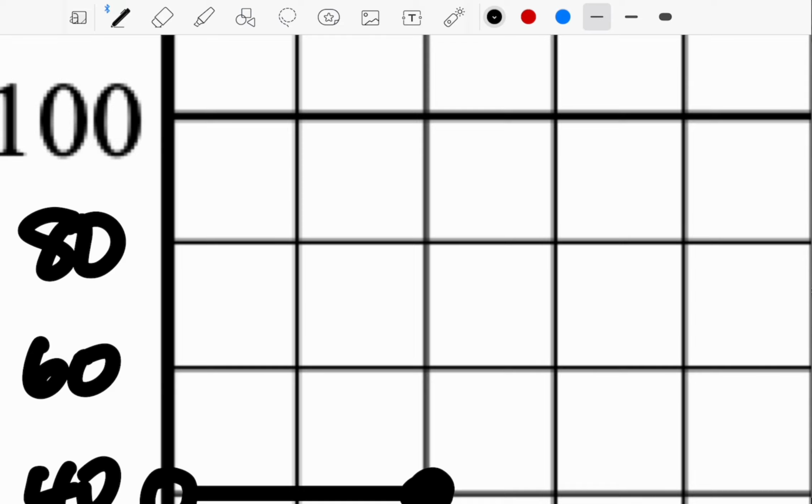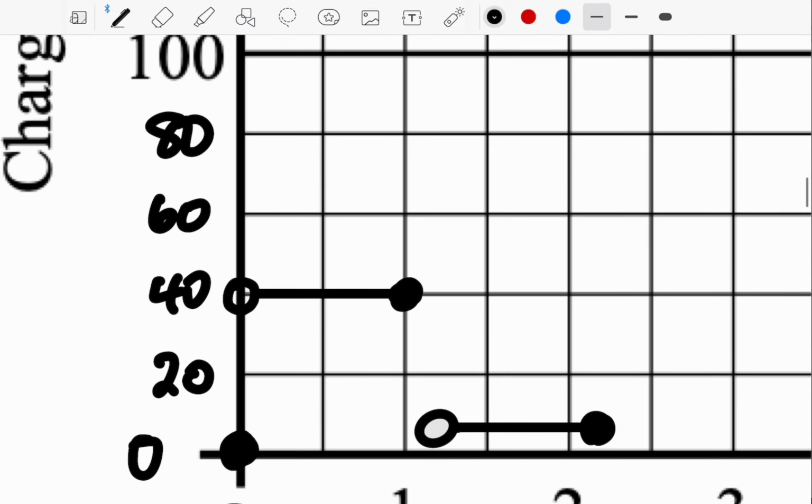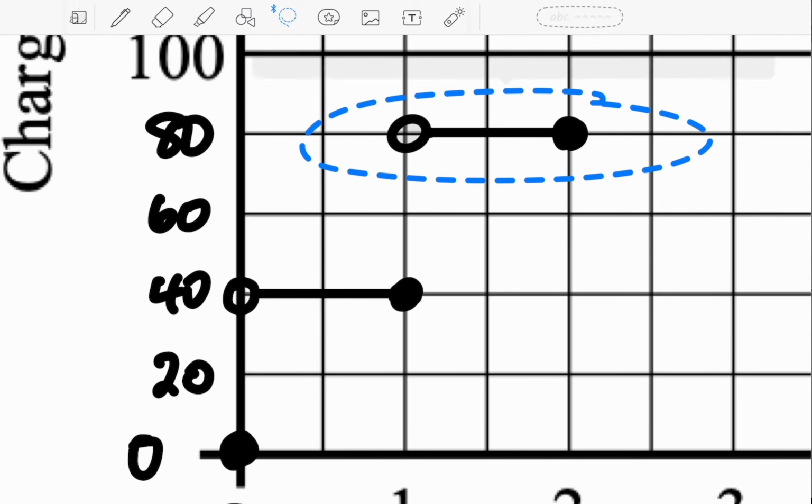I make a point here, like right there, maybe. And then somebody comes along and says, hey, is that 1, comma 80? I said, no, it's 1.000000. You get the idea. So instead of doing that, we put the open circle there to indicate that we're getting really, really close to that point. We're just not going to actually touch it.